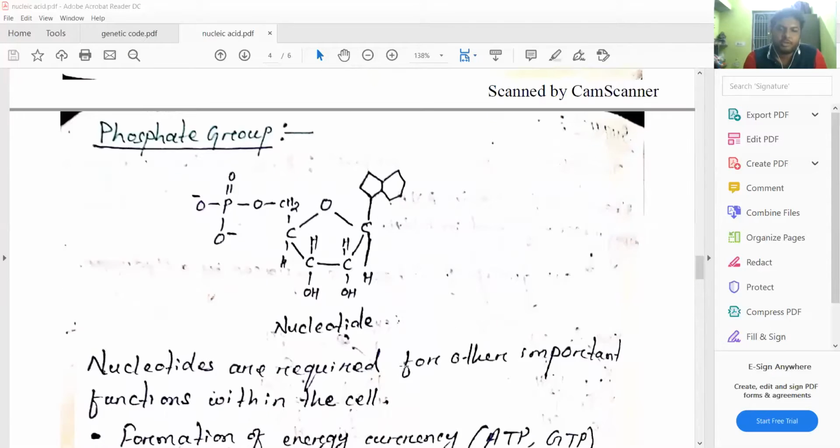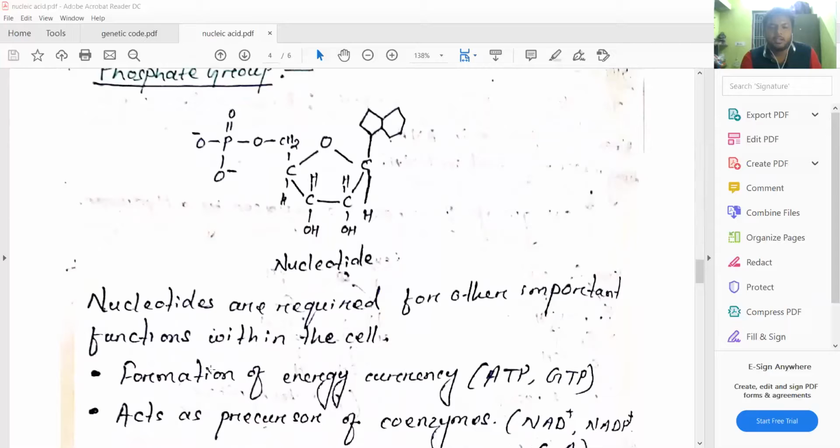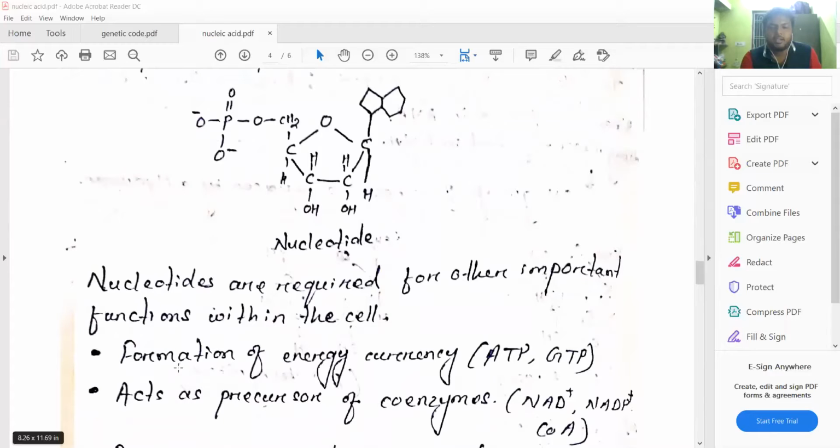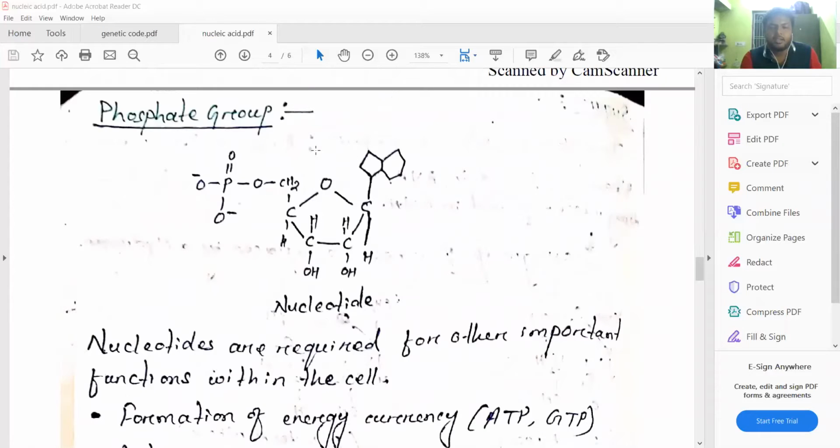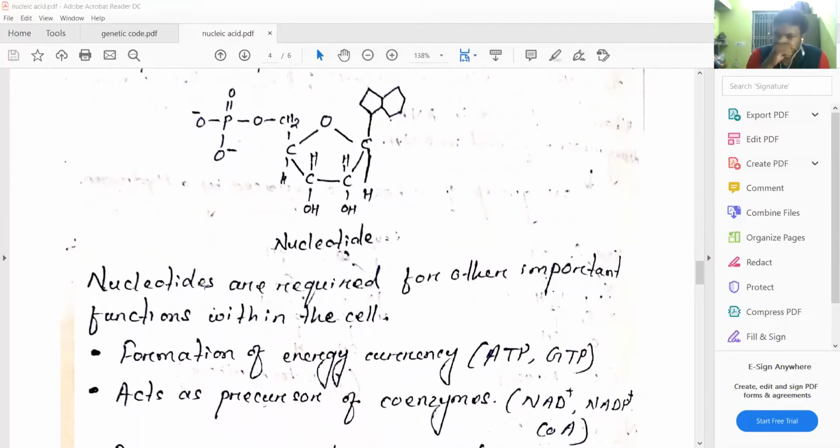Okay. So nucleotides are required for other important functions within the cell. For example, if the A, adenine, is there, that will be ATP. If the nitrogenous base is C, then it will be CTP. If the nitrogenous base is G, then it will be GTP. If the nitrogenous base is thymine, then it will be TTP. So what is the basic function of the nucleotides in the cell?